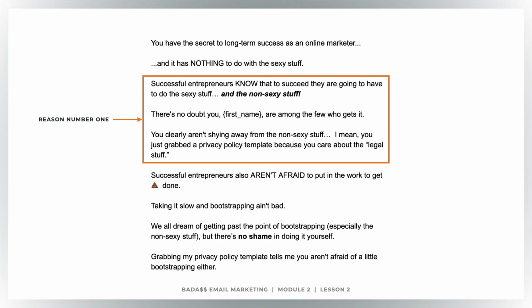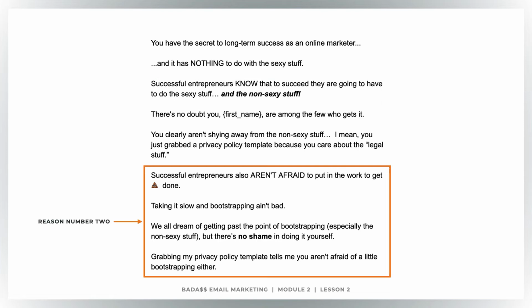And it's a way to do this in a very kind of nuanced way that you're saying successful people know how to do this. And then you can see how I kind of said, and I know you're one of those successful people because downloading a privacy policy template is clearly not the sexy stuff of online entrepreneurship. So I've gone ahead and said that they're destined to succeed because they're willing to do the non-sexy stuff, and I know that because of the action they took. You see how I kind of did this in a very subtle way.